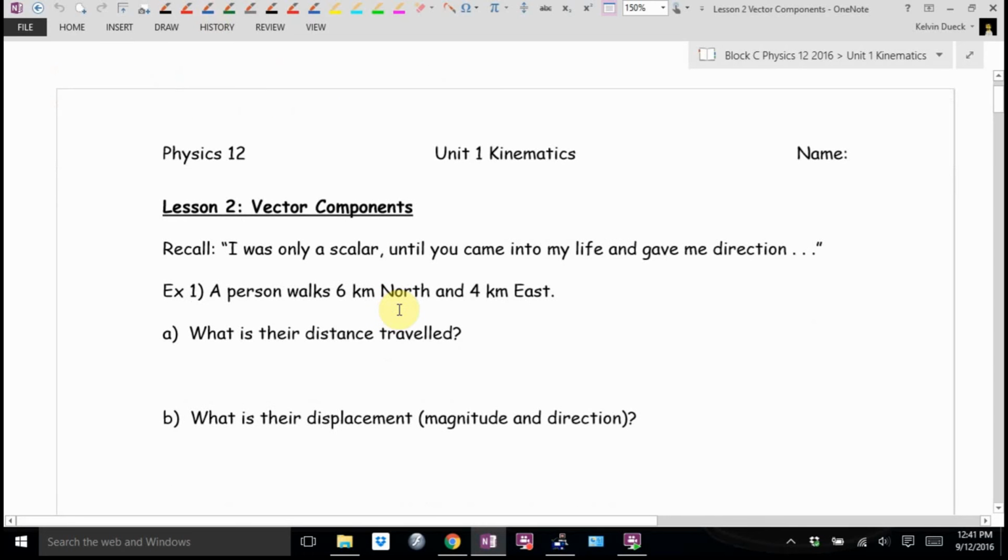Lesson 2, components. I snuck some of this in Physics 11 last year. Recall, I was only a scalar until you came into my life and gave me direction. Huh? Eh? No? Okay.